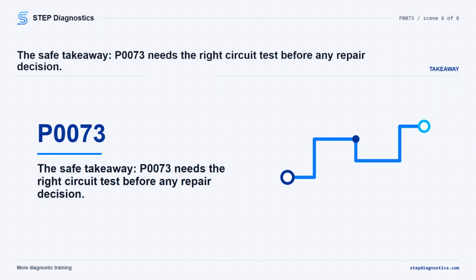The key point with P0073 is simple. Handle it as an ambient air temperature circuit high diagnosis, but stop where the confirmed direction stops. Get the correct pinpoint test before making the call.